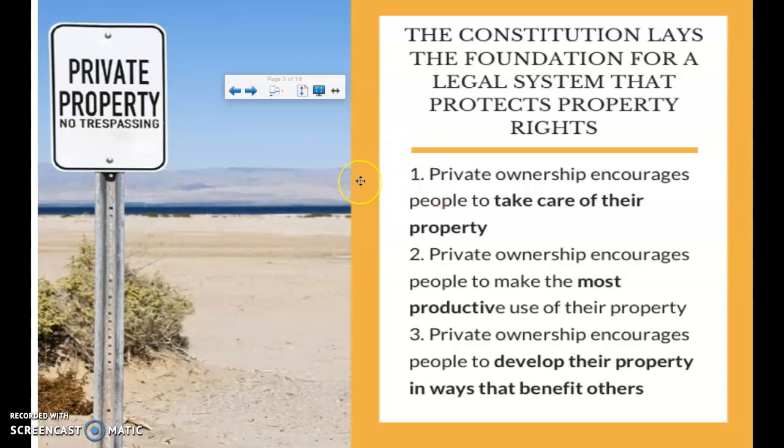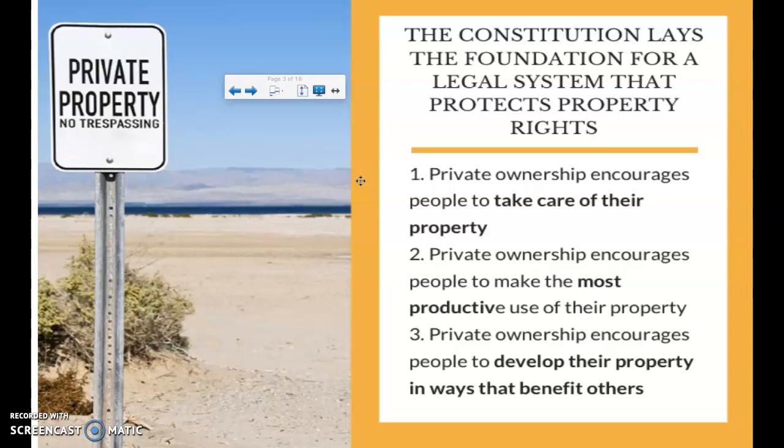So number 1, private ownership encourages people to take care of their property. If you own a house, you have a strong incentive to keep it nice and presentable and fix the roof if it leaks, or if you have a broken window, you replace it. The value of your home is going to decrease if you don't take care of it. The second thing is private ownership encourages people to make the most productive use of their property.